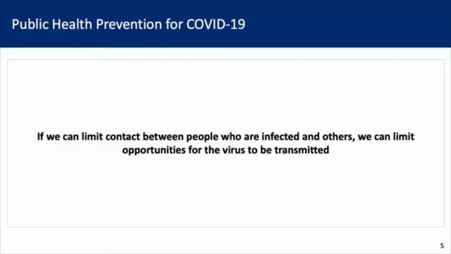So the basic idea behind contact tracing is that if we can limit contact between people who are infected and others, then we can limit opportunities for this virus to be transmitted. And this is vitally important for COVID-19. This is one of the best ways that we can limit the spread of this disease.